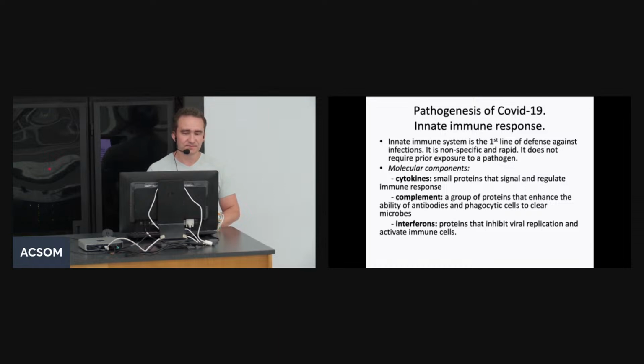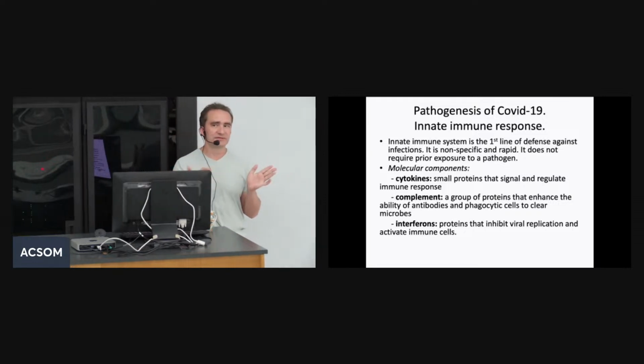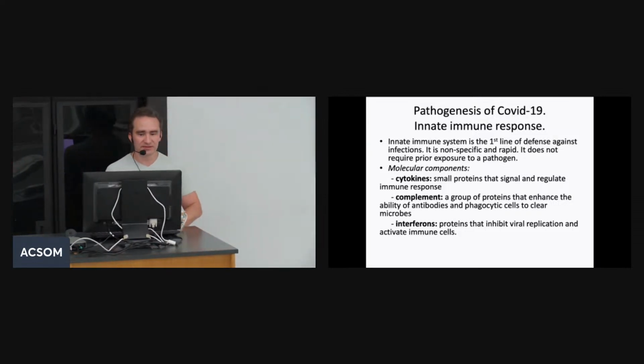So there are different molecular components of this innate immune response, which are cytokines. They are small proteins that signal and regulate the immune response. They can be pro-inflammatory, anti-inflammatory, and have other different effects. There's complement, which is a group of proteins that enhance the ability of antibodies and phagocytic cells to clear the microbes. Some of the complement molecules can create holes in the cell membrane of the bacteria or viruses and kill them. Interferons also may inhibit viral replication and activate immune cells.